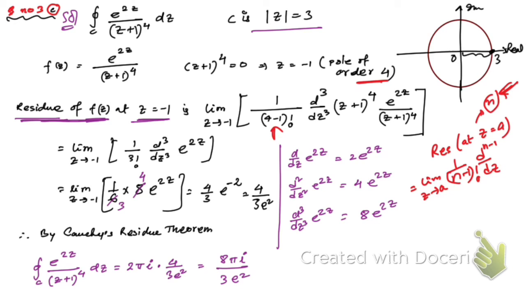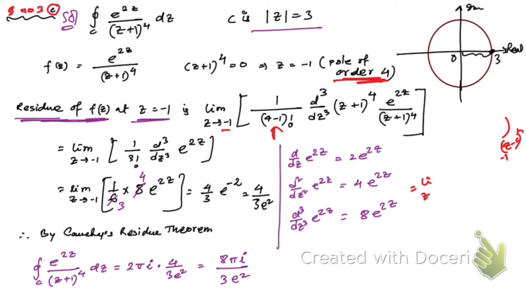Then here you need to multiply by (z minus a) to the power n. So as we have minus 1 here, I am taking (z plus 1) to the power 4, since the order is 4. Then f of z, that is what we have applied. So hope you have understood this. Let me write this one again, just wait.